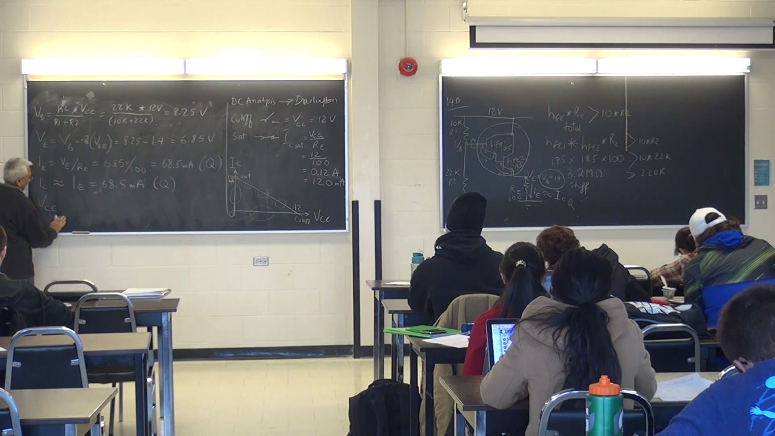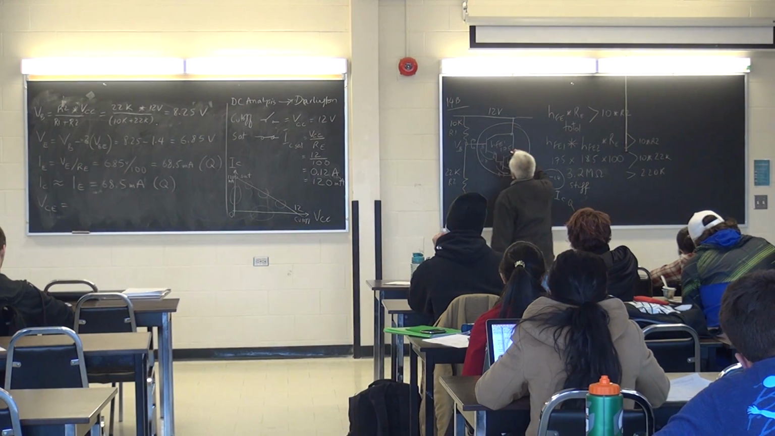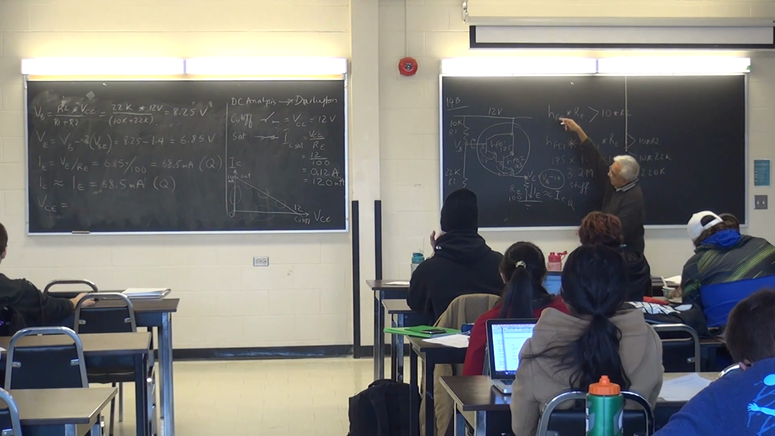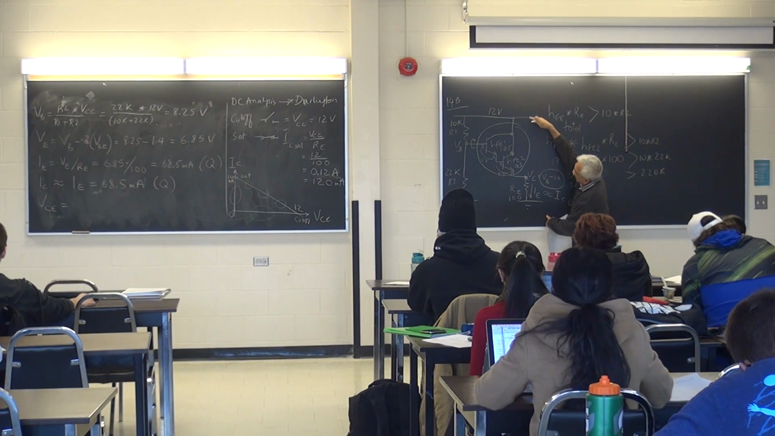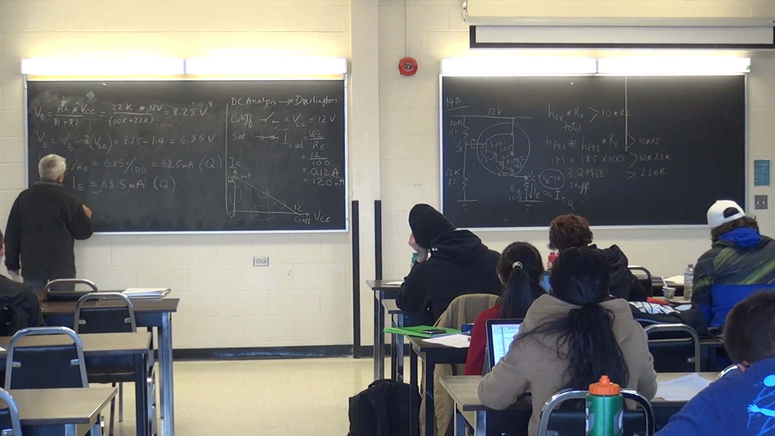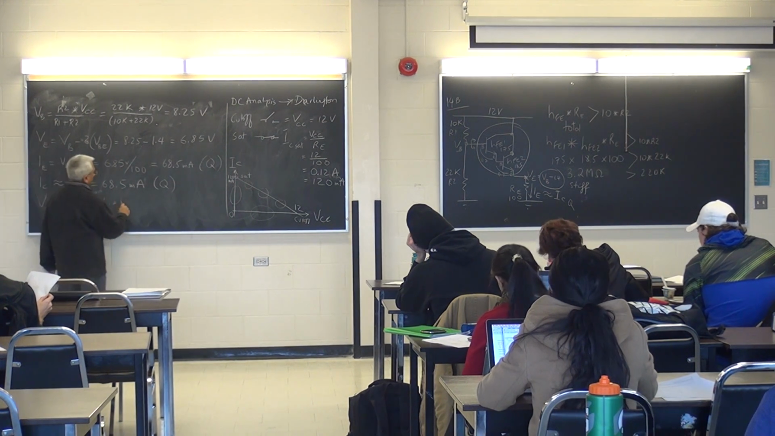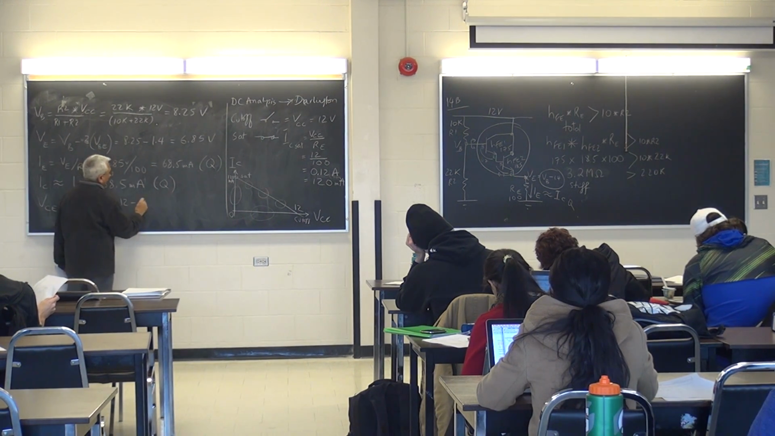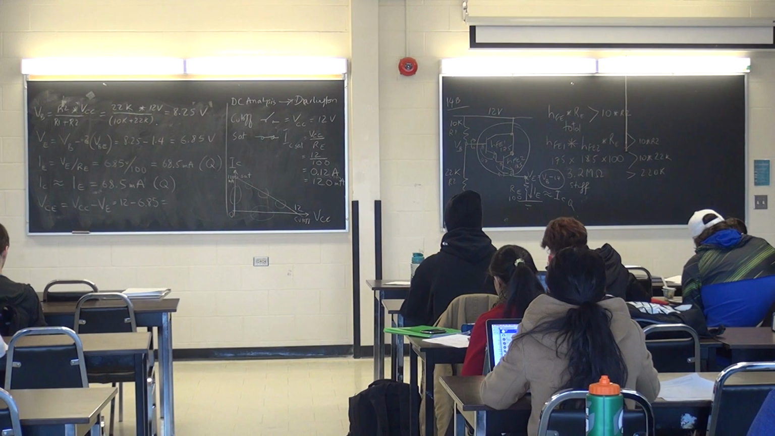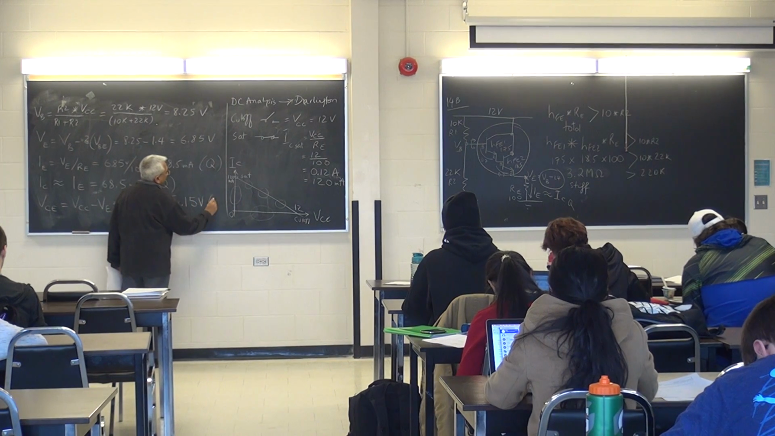VCE is the voltage from the collector to the emitter, from here to here, which is total voltage minus what? The voltage at the emitter. So that's VCC minus VE. Everybody see that? So is that 12 minus 6.85? How much? 5.15. So that's my second Q point.